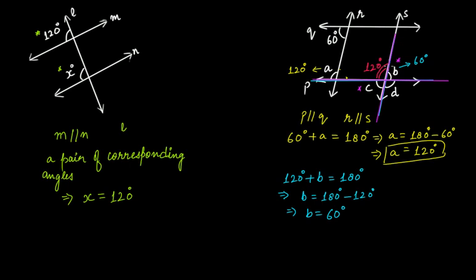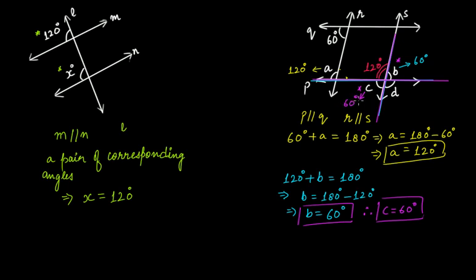Why? This line and this line, these two lines are intersecting here. Therefore, B and C will be vertically opposite angles. So if B is 60 degree, then C will also be 60 degree, because vertically opposite angles are always equal. Therefore, C will also be equal to 60 degree. So C is equal to 60 degree.